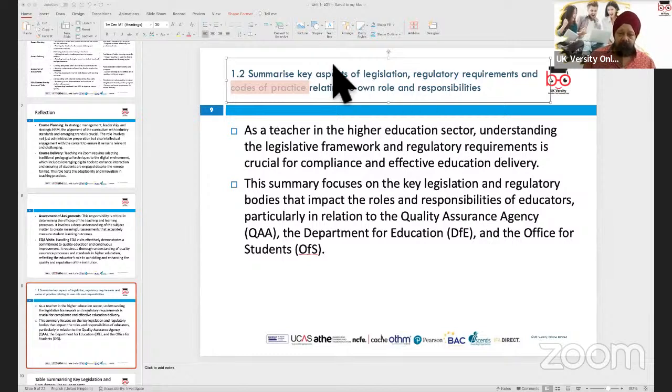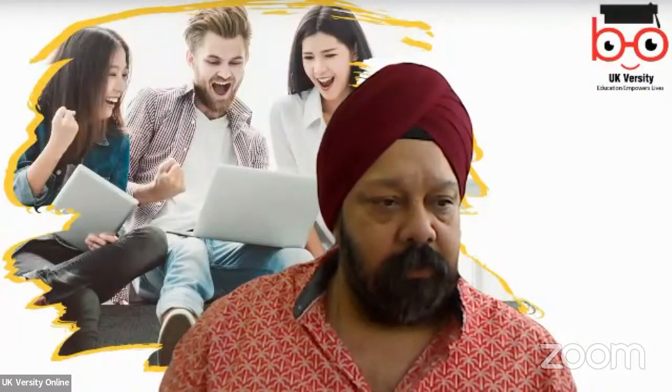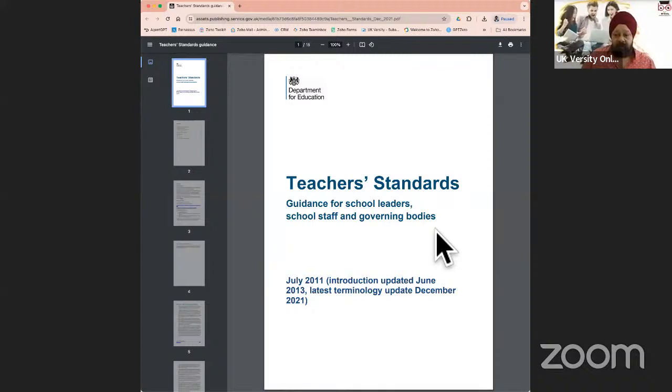So if somebody is to look at reading that particular document, which I'm also going to make available on Moodle. I will show you that document if you give me 1 second, just to show you what I mean when I talk about standards, when I talk about codes of practice.